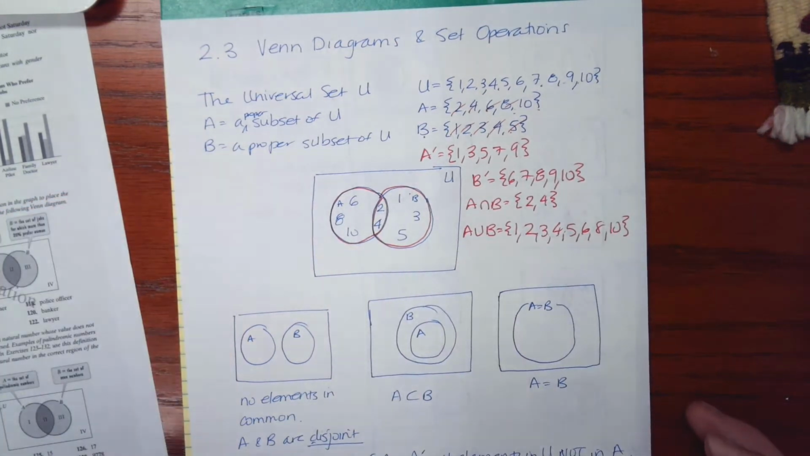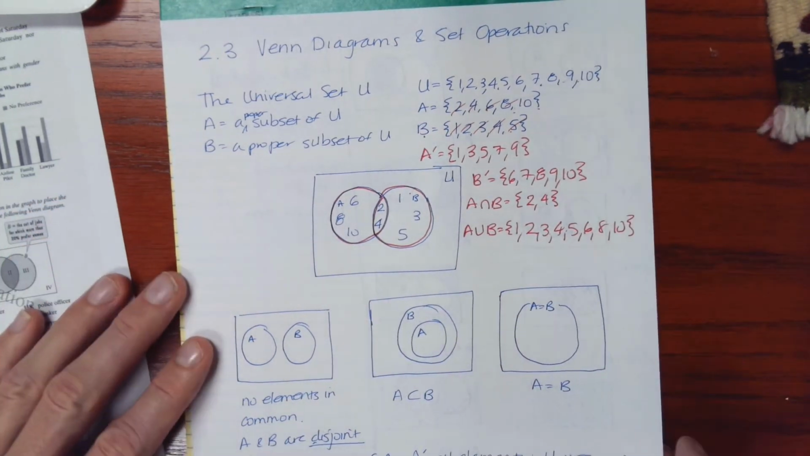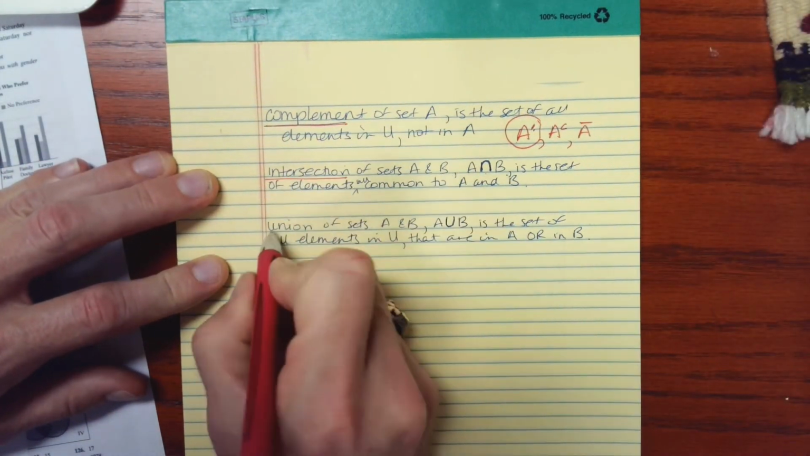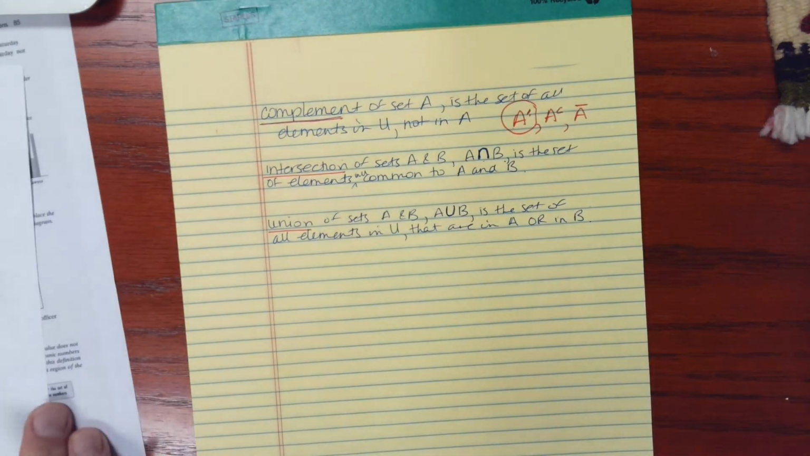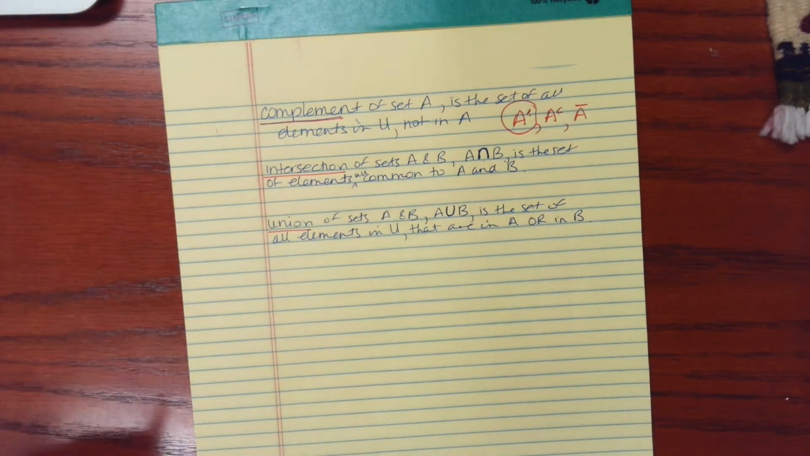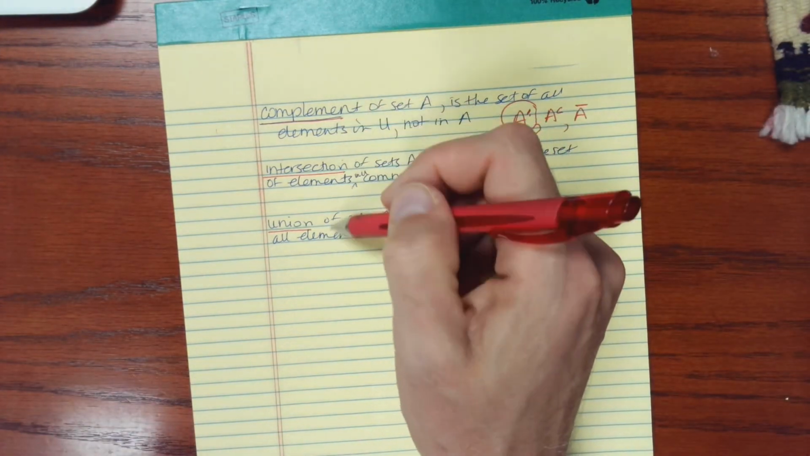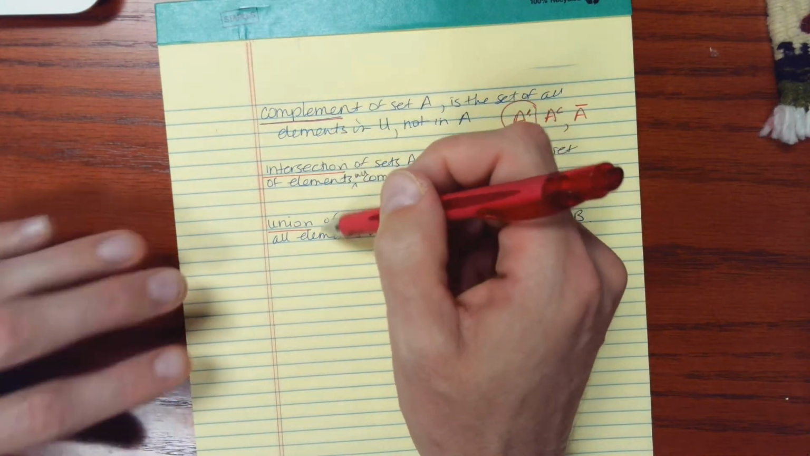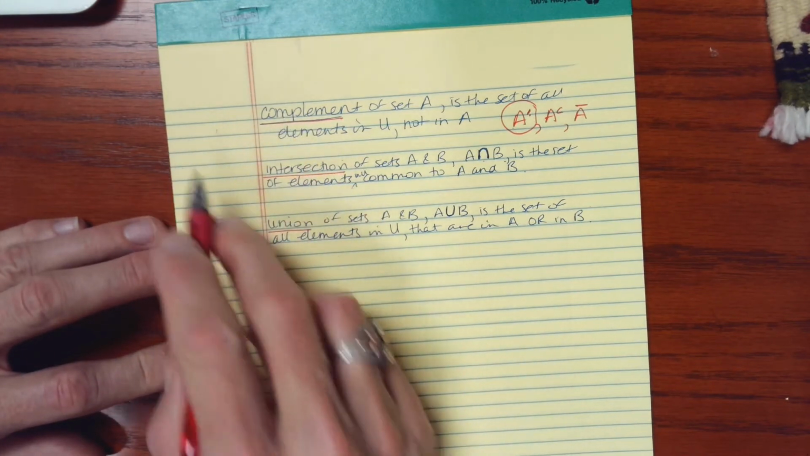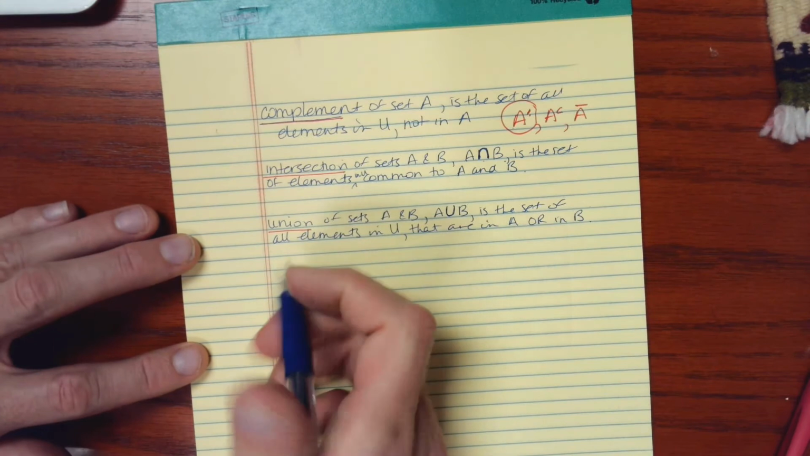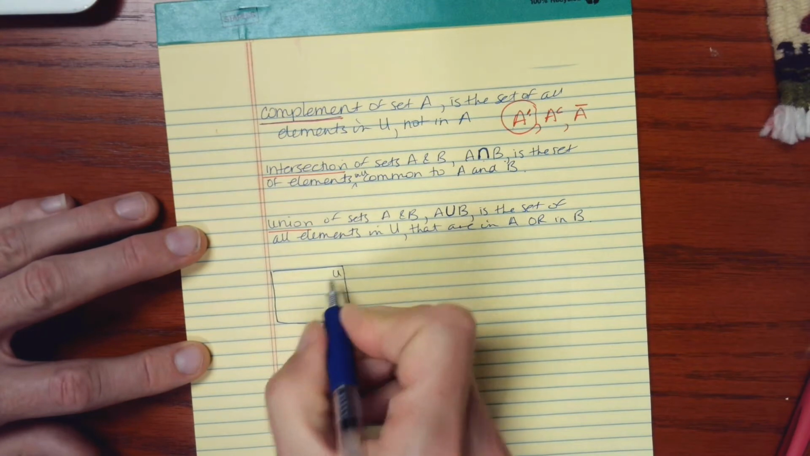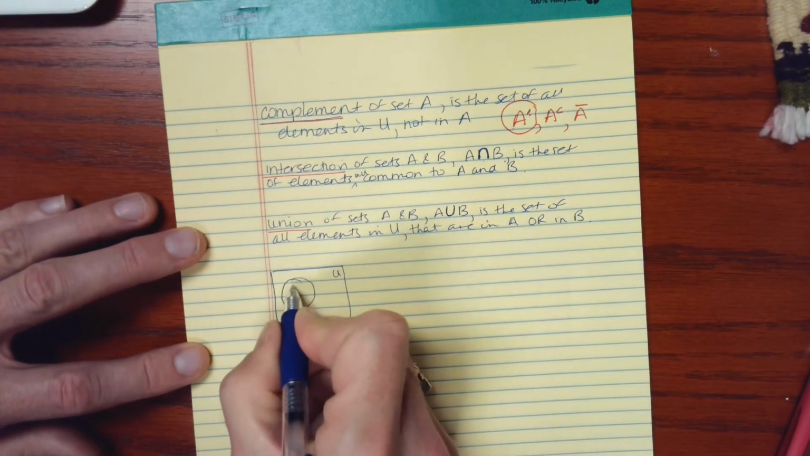All right, so that's the basic vocabulary: complement, intersection, and union. So we can create a lot of different other sets and visualize those using Venn diagrams by looking at different combinations of intersections, unions, and complements. So how would I represent a complement in a Venn diagram? So here I have my universe. Here's set A. All right.